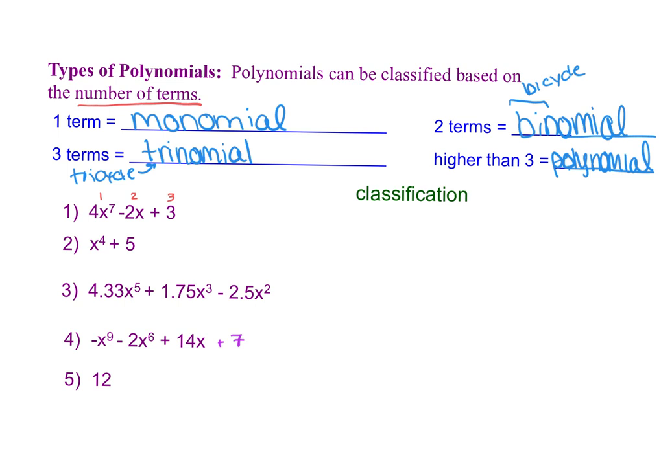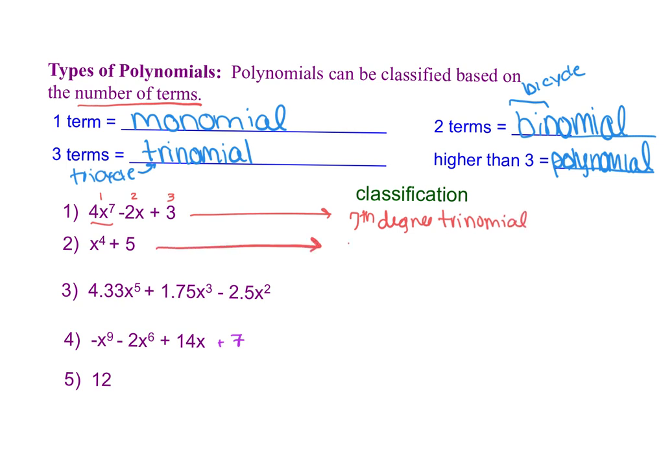So what we can do is describe polynomials by both their degree and their type. I'll walk through quickly what that looks like for these examples here. We already talked about how this first example has 3 terms, and we can see that its highest power is 7. So this would commonly be described as a 7th degree trinomial, because it has a highest power of 7 on a variable and it has 3 terms.